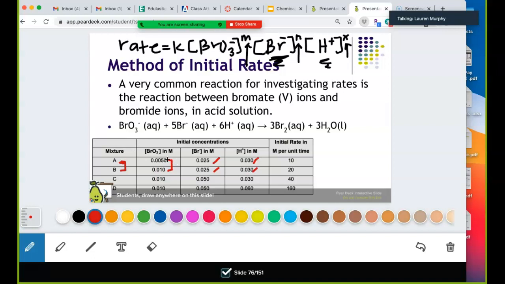So what does this do for us? Well, if bromate is changing in concentration, but the other two guys aren't, if the rate changes, it's probably because of bromate, because the other guys didn't do anything between the two experiments. So if you hold them constant while only one thing changes, you can focus on just how that one thing is changing the rate. That's the strategy to do this.